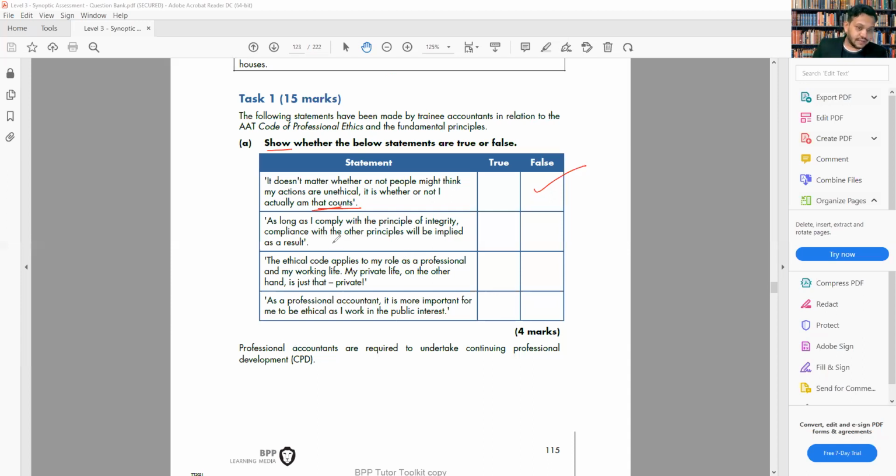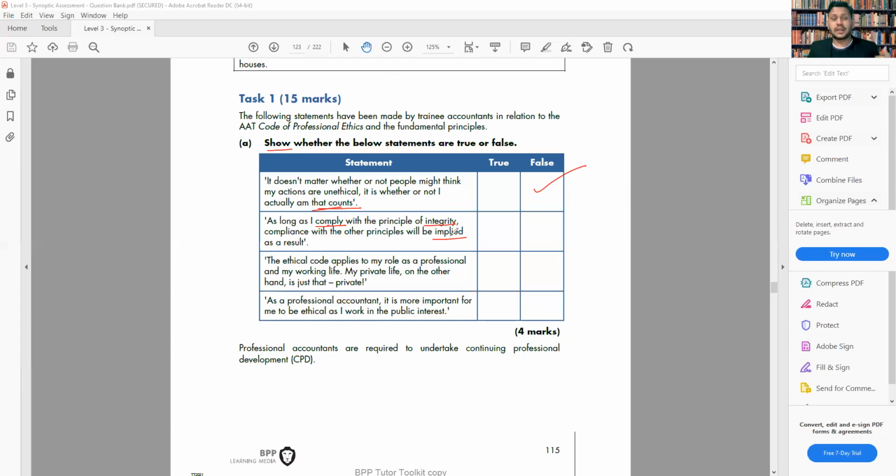All right, the next one we have here: as long as I comply with the principle of integrity, compliance with the other principles will be implied as a result. So they're saying if you comply with integrity, the other principles will be implied automatically. We know a few things. Integrity is a part of objectivity. So if you just apply integrity, if you're honest, the other things will be implied automatically. It's not true, isn't it? We have 5 fundamental principles that you have to follow.